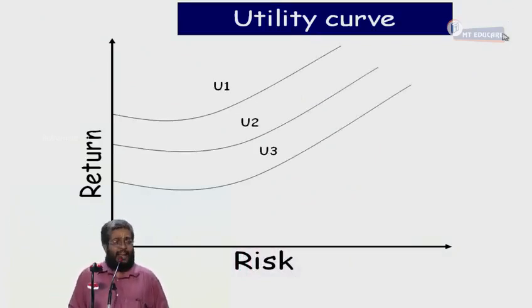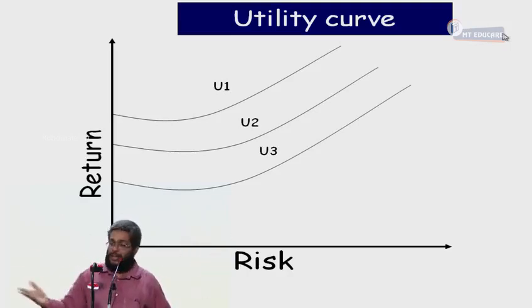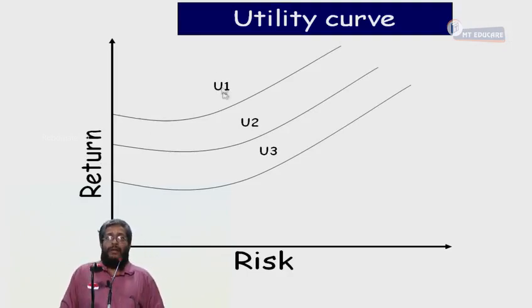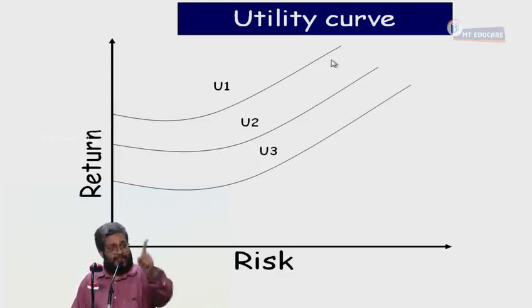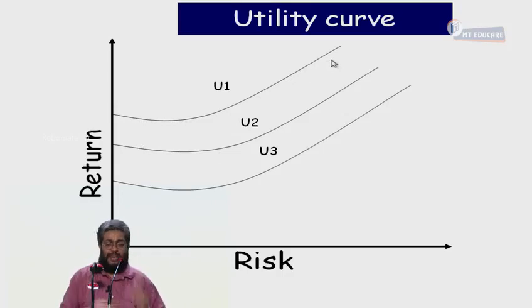An investor can have 3 utility curves, for example 4 or 5, but suppose here we have 3 utility curves. Please listen here. Curve 1 will give him the maximum satisfaction. Curve 2 will give the next level, and curve 3 gives the third level. But all the points on a curve will give the same satisfaction. This is the first observation.